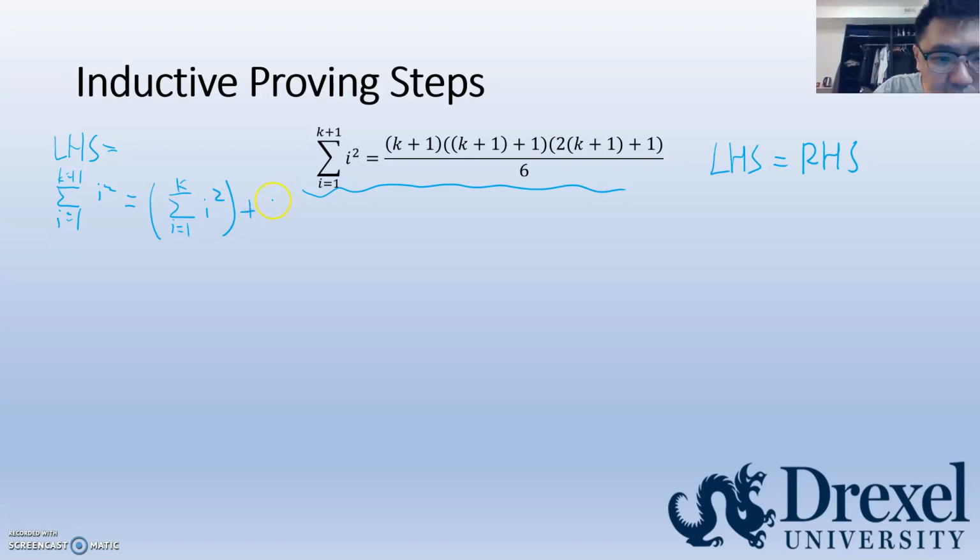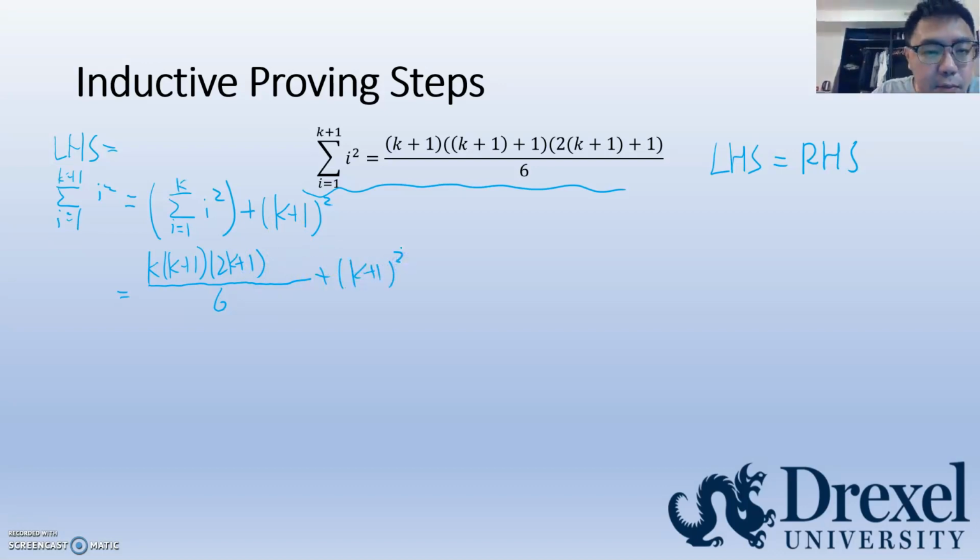Plus the last term, which is k plus 1 squared. And it equals this term, which is what we assumed in the previous slide, the inductive assumption. So the first part equals this assumption, plus k plus 1 squared. We just copy it. And I wanted to add them up together.